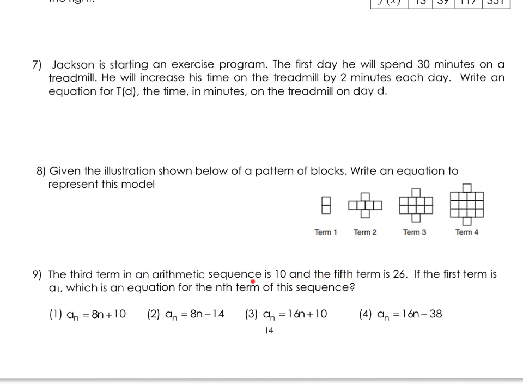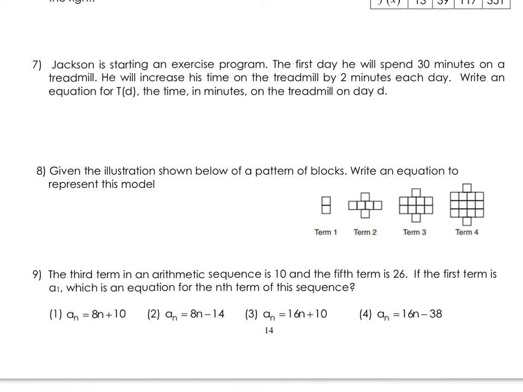And then the last one, the same idea. You are going to use the points. So in an arithmetic sequence, the third term is 10. So that's term 1, 2, 3. So that's an x value of 3, and the y is 10. So the third term is 10. So that's the point 3, comma 10. The fifth term is 26, so that's the point 5, comma 26.